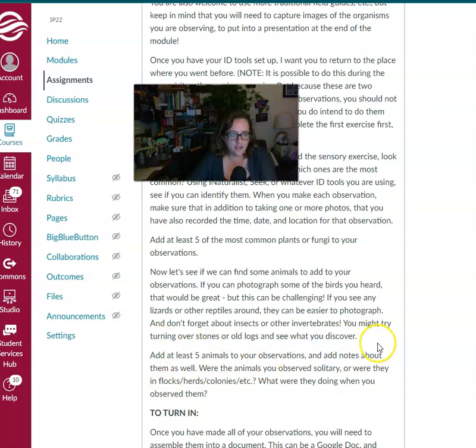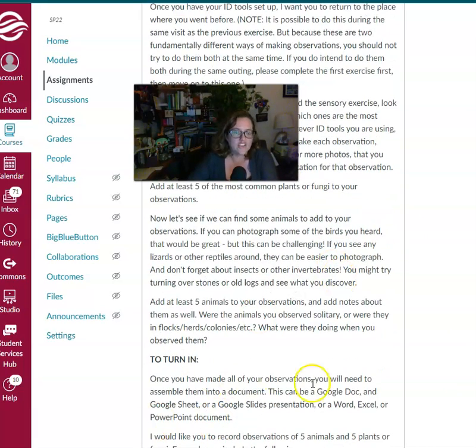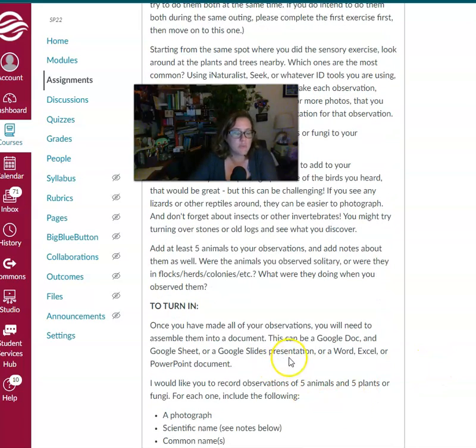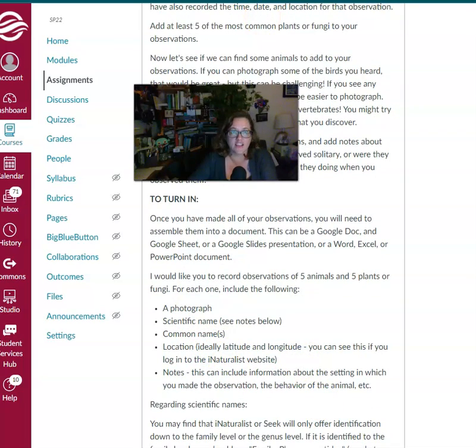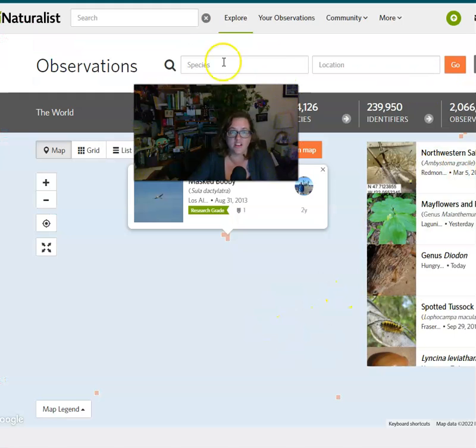Okay, so the main point of this assignment is to learn the scientific names of the common organisms around you, okay? Once you've made all your observations, you're going to make some sort of a document, like a Google Doc or maybe a slide presentation, where you have the photograph of your organism, its scientific and common names, where you found it. Again, remember, iNaturalist is really good at it, it just has all of these things for you.